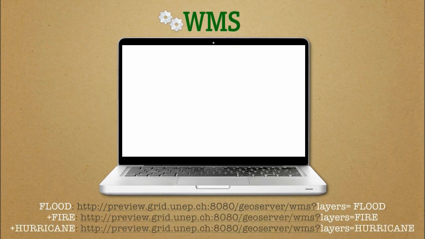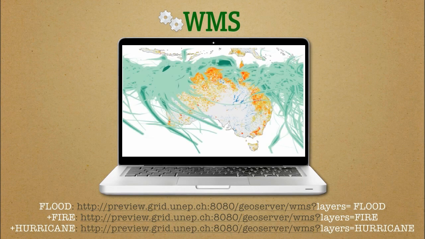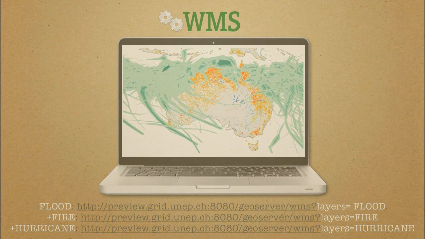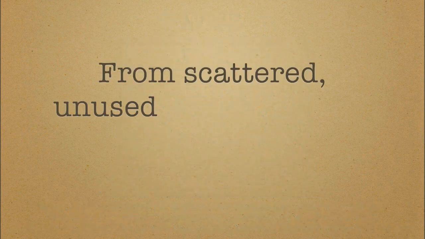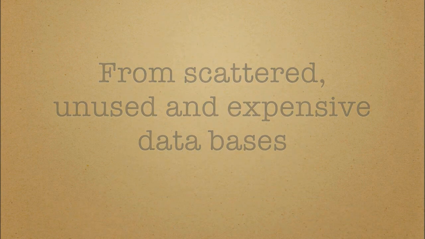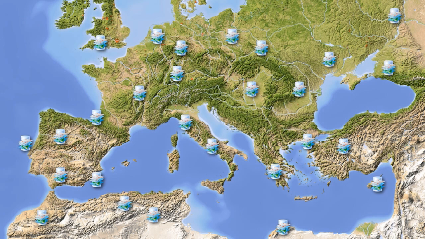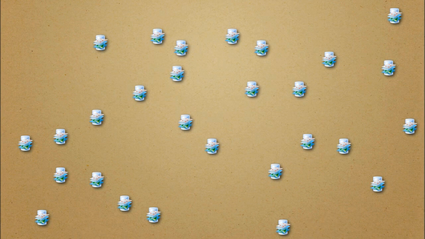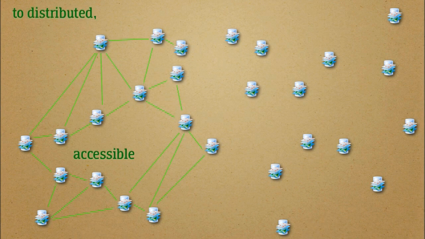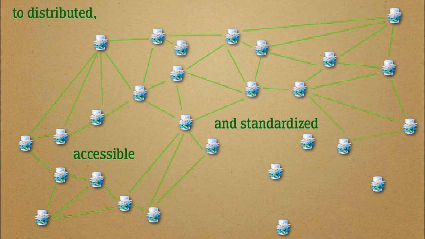By connecting data with users and contributing to international initiatives through web services, SDI built on open standards can help bridge the gap between policy and science. SDI can also help integrate knowledge from different disciplines in order to create more scientifically based decision processes. The challenge is to move from scattered, unused, and expensive databases to distributed, accessible, and standardized web services.